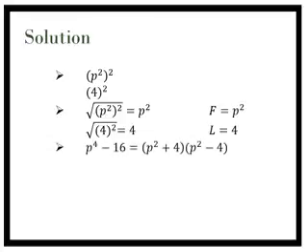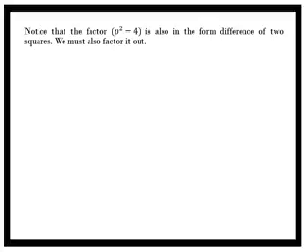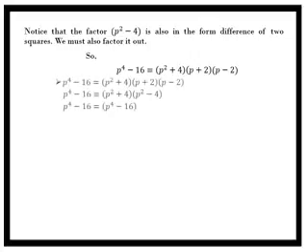So we need to substitute to the general formula, and it says p raised to the power of 4 minus 16 is equal to p raised to the power of 2 plus 4 multiplied by p raised to the power of 2 minus 4. Note that p raised to the power of 2 minus 4 is still factorable, so we must also factor it out. So p raised to the power of 4 minus 16 is equal to p squared plus 4 multiplied by p plus 2 and multiplied again by p minus 2.